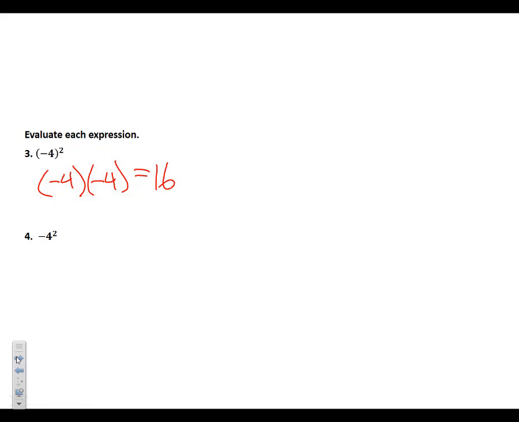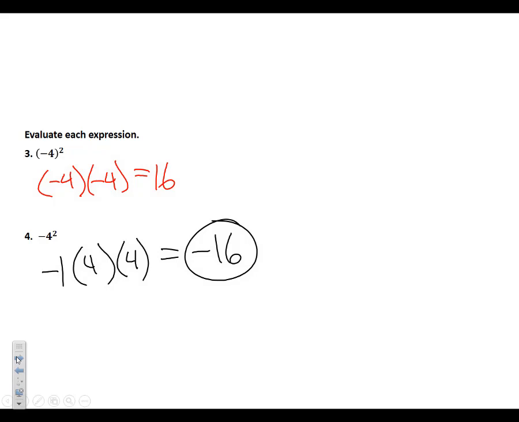On this number 4, it's a little bit different. That negative is not included in parentheses. It's not included as part of the power. It's not a part of the base. So we would have what we would say the coefficient -1 times 4 times 4. Because 4 is the base multiplied by itself 2 times, this answer is -16. So you must recognize the difference between those two. All right? So that should be a good refresher on exponents.